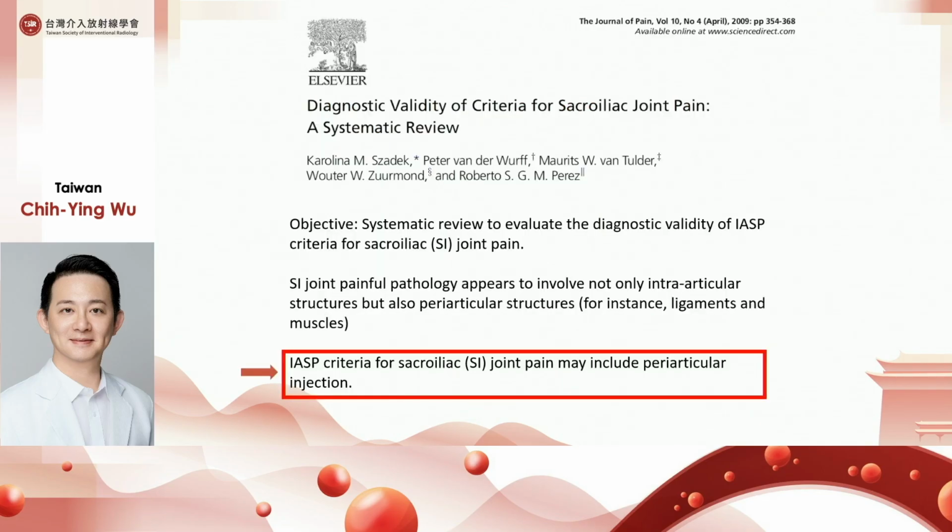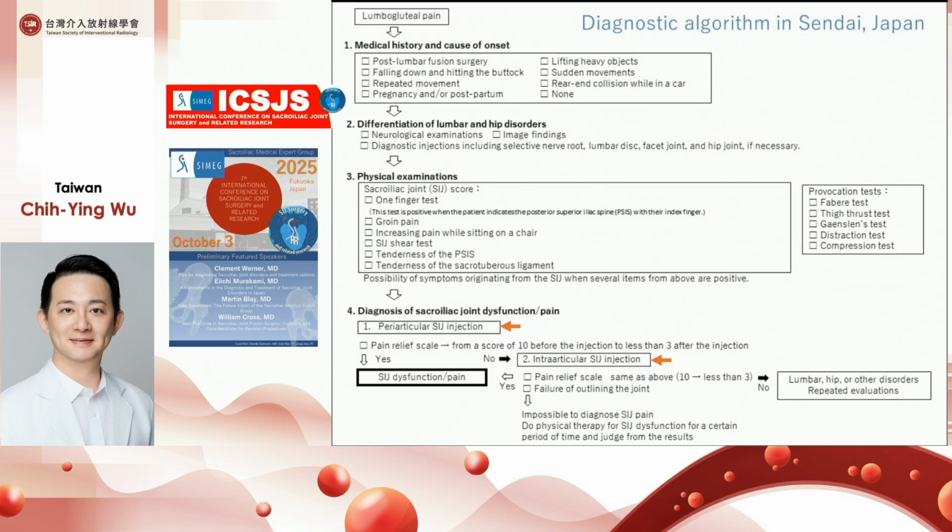A review paper published in the Journal of Pain suggests the IASP criteria for the SI joint should include peri-articular injection. This is from the international conference of SI joint surgery and research in Japan. The diagnostic algorithm suggests that we should start with peri-articular injection first. If it fails to relieve the pain, then we proceed to intra-articular injection to confirm SI joint pain.